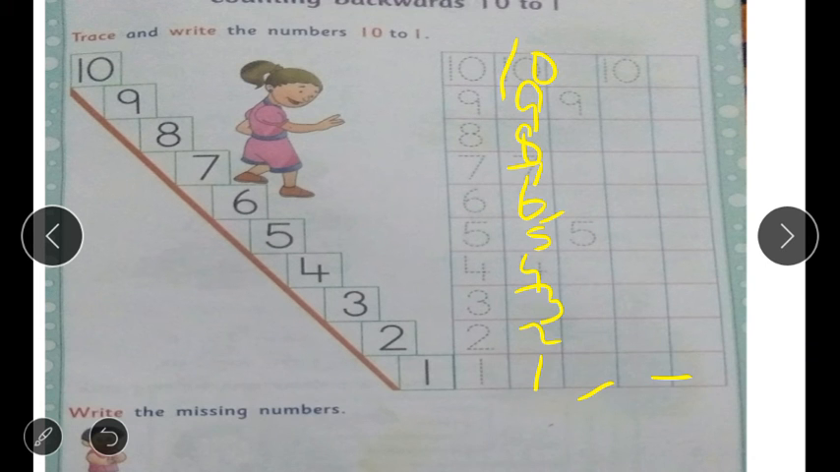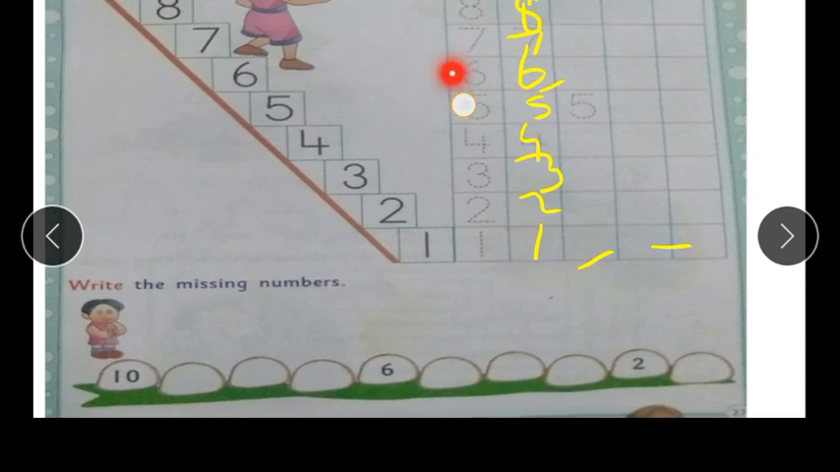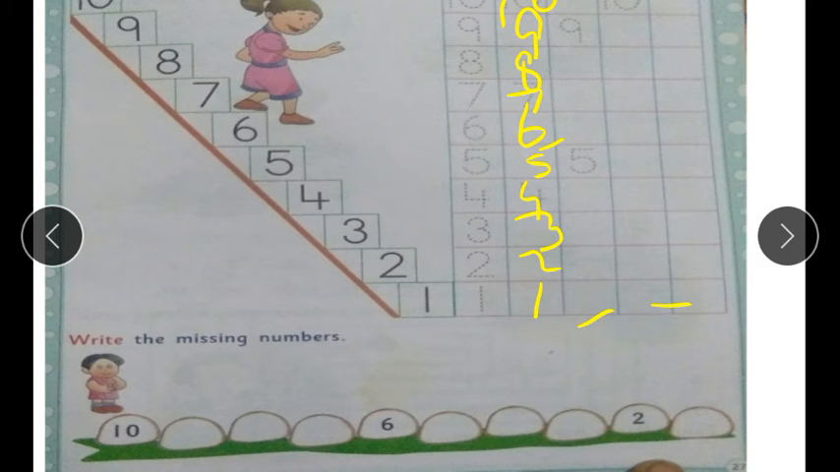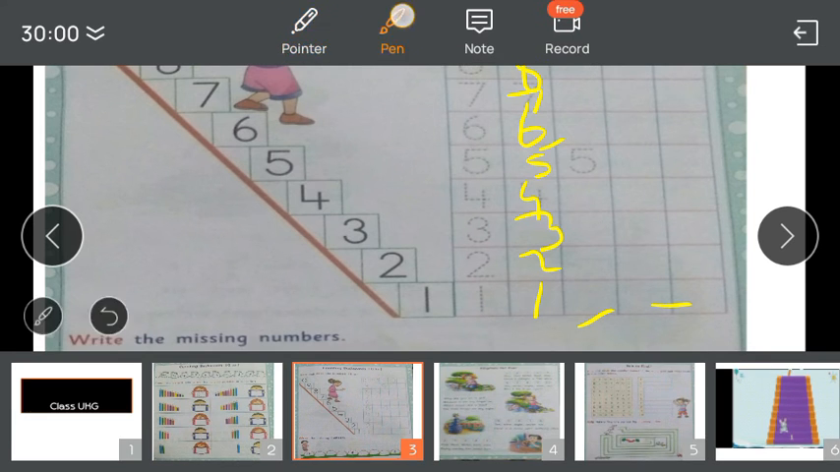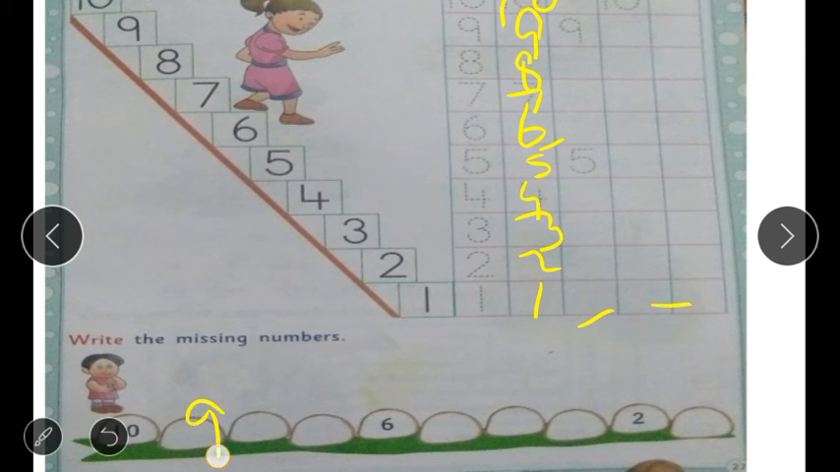Now the next question is write the missing numbers. 10 is written. What do you have to write next? 9, 8, 7, 6, 5, 4, 3, 2, 1. So write here in the given box. 10, 9, 8, 7, 6, 5, 4, 3, 2, 1. You have to write in the given boxes. Okay, write in the boxes.